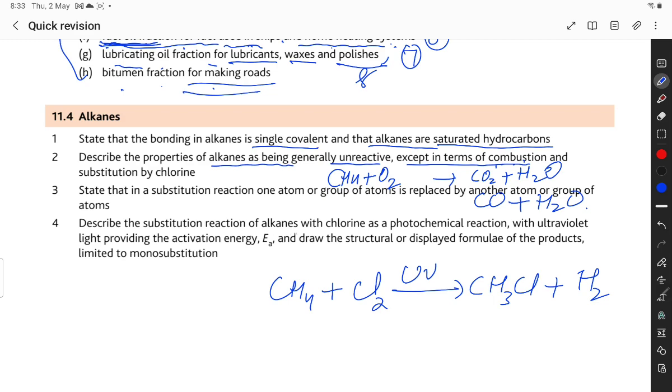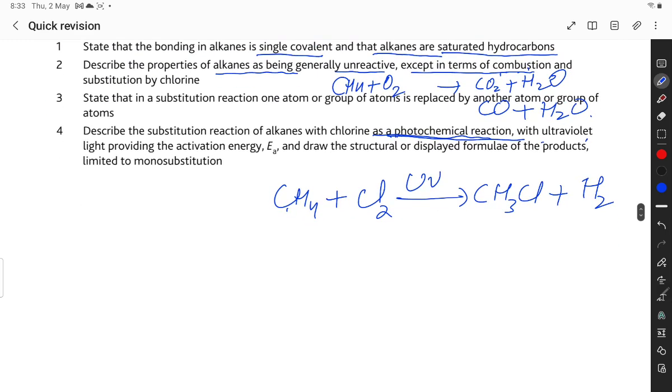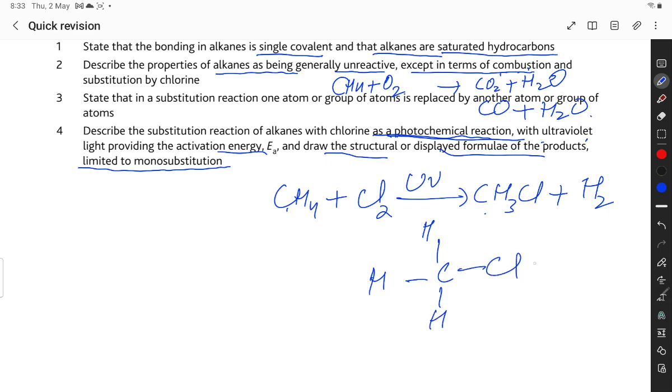Describe the substitution reaction of alkanes with chlorine as a photochemical reaction. Photochemical because it takes place in the presence of ultraviolet light. Sometimes the examiner commonly asks you to define a photochemical reaction. The reaction which takes place in the presence of sunlight is known as a photochemical reaction. Light provides the activation energy. Draw the structure and displayed formula of the products, limited to mono substitution. This is the mono substitution displayed structure, Cl.